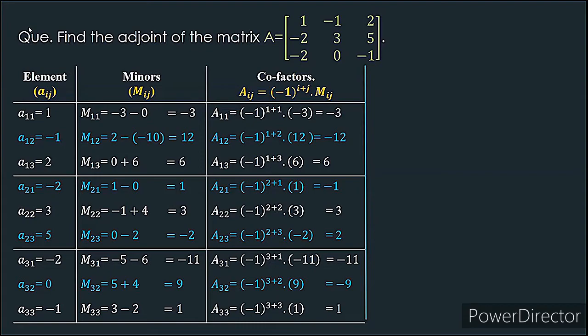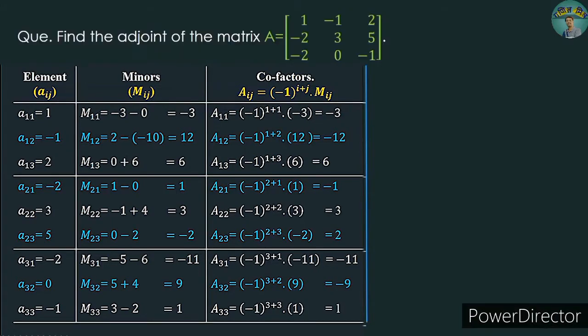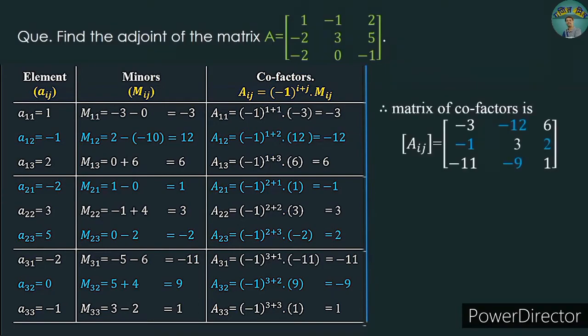So you can remember this trick to find out all the cofactors in case of 3 by 3 matrix. Now write down the matrix of cofactors. Just like in the previous example, write down all the numbers as per the original sequence. So 3, minus 12, 6 in the first row, then minus 1, 3, 2, and minus 11, minus 9, and 1. So this is the matrix of cofactors.